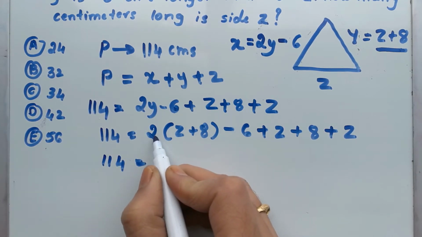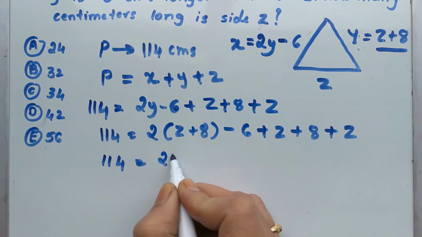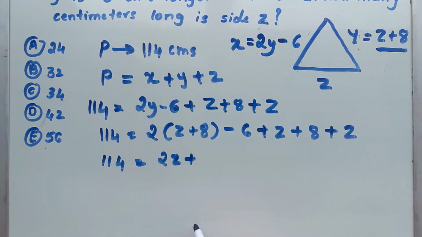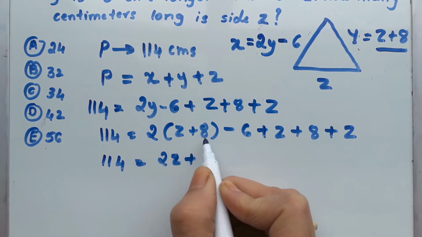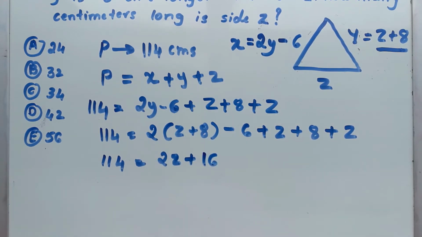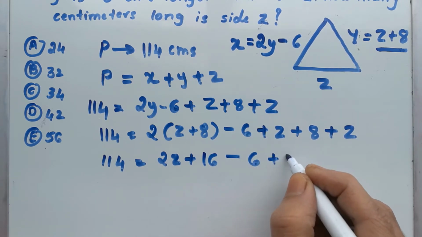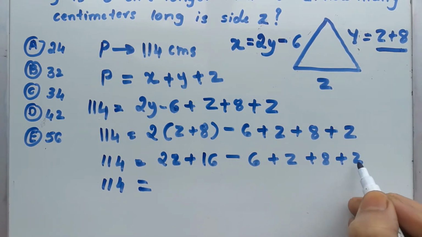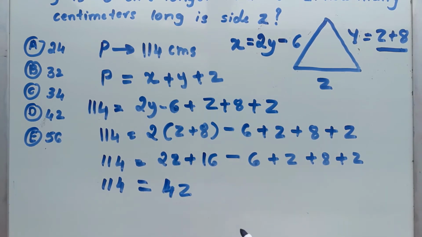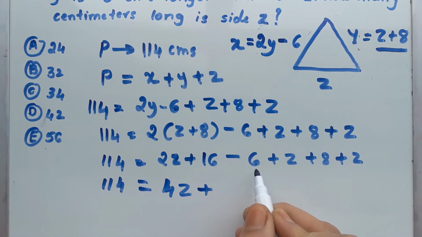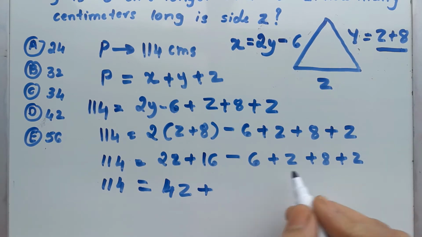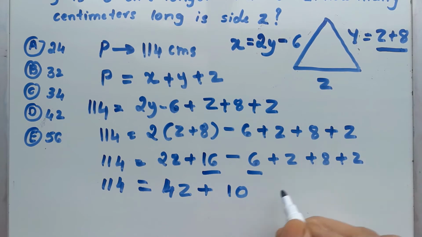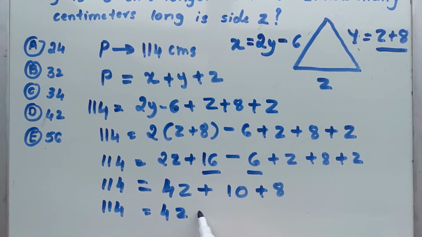114 is equal to, this you have to multiply, 2 times Z, sign is plus, 2 times 8. You have to multiply 2 for both. 2 times 8 is 16, minus 6, plus Z plus 8 plus Z. So how many Z we have in this equation? 2Z plus Z plus Z, 4Z. Plus, what is 16 minus 6? 16 minus 6 is 10. 10 plus 8. 114 is equal to 4Z plus 18.